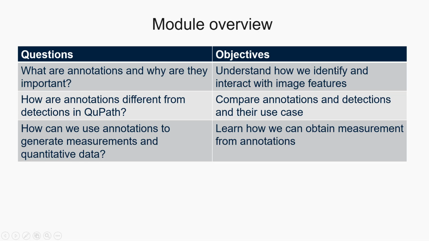Let's revisit our objectives. We've learned what annotations are and explored the important roles they play in image analysis workflows. We've compared annotations and detections, highlighting their different purposes and performance characteristics. We've seen how annotations can be converted into quantitative measurements that can be viewed, exported, and analyzed. These concepts provide the foundation for many of the more advanced workflows we'll encounter later.